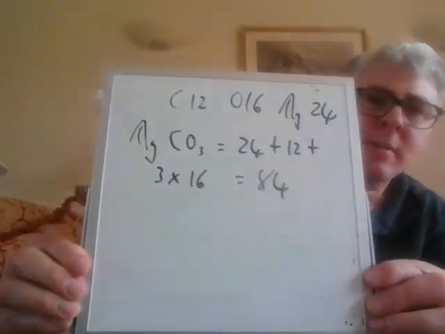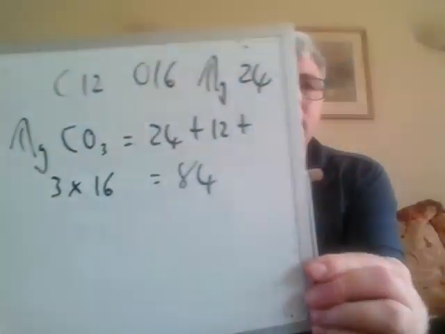Right, I've just written relative atomic mass at the top here. So I've got the 12 for carbon, 16 for oxygen, and 24 for magnesium, the chemical symbols and their relative atomic mass.